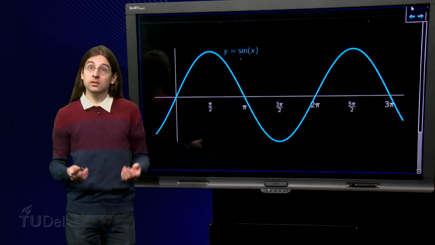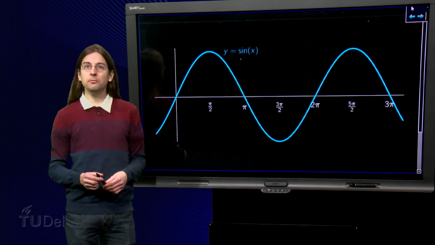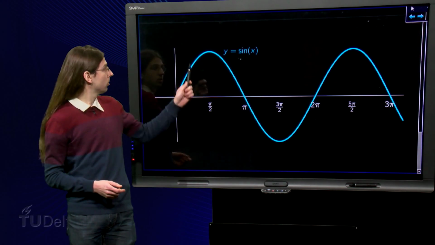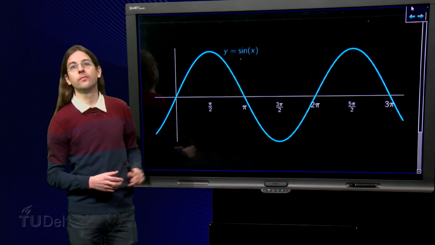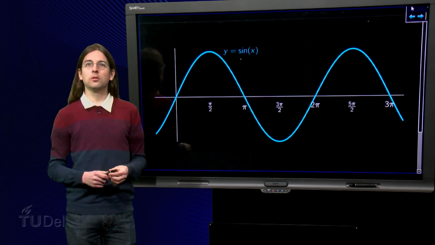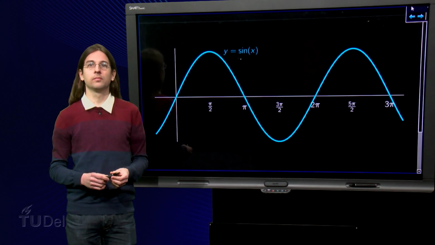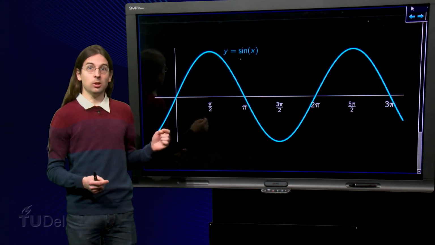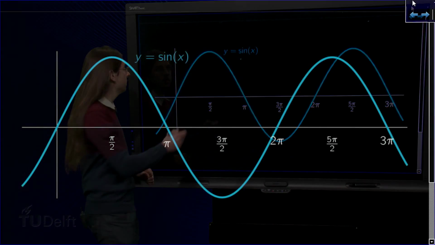Remember that in calculus we calculate our trigonometric functions using radians. Thus the maximum of the sine occurs at pi over 2. What would the derivative of the sine look like? Well, the sine starts off going up, so the derivative is positive.